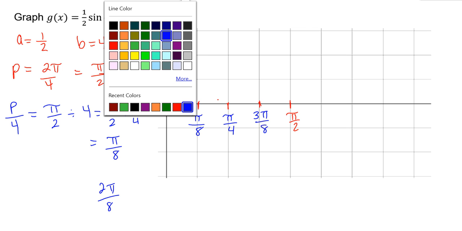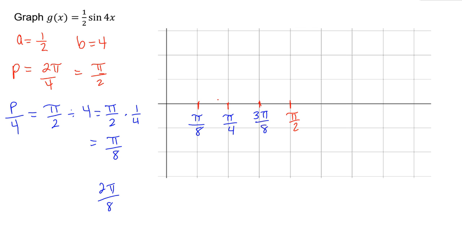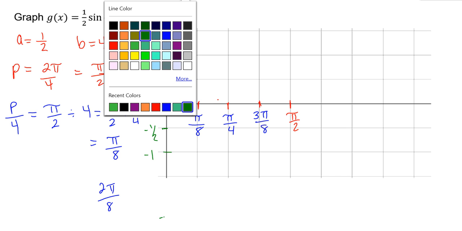Okay, up our y-axis, we got to go to a half. So half there, 1 there, -1/2, -1. We don't even need the ones, but just to be neurotic, there you go.